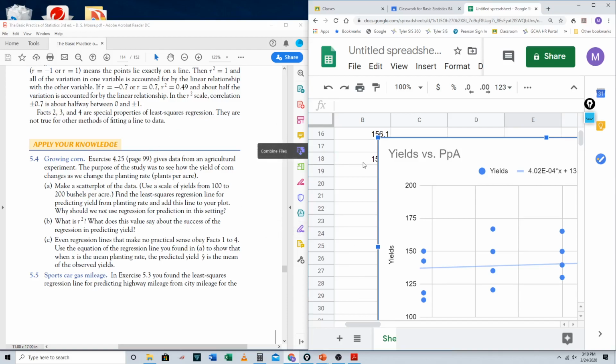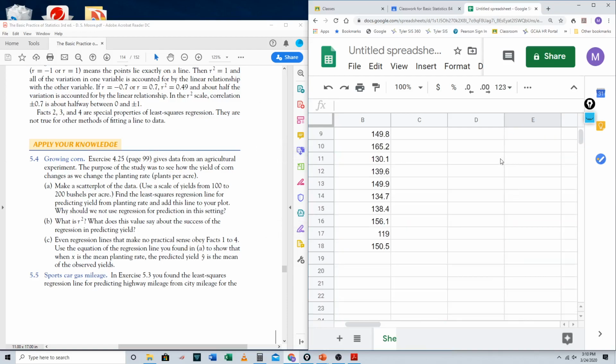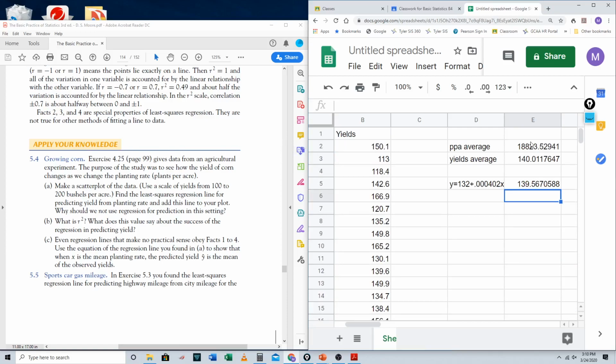All right. But the whole idea, and it is pretty close, the values are pretty close. If I plug in this number, I get a number close to this one. And if I rounded it, it would be 140. Okay. So yeah, there it is. That's all they want to do on that one.